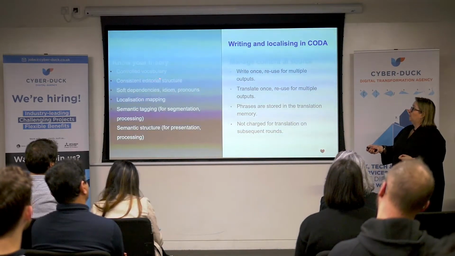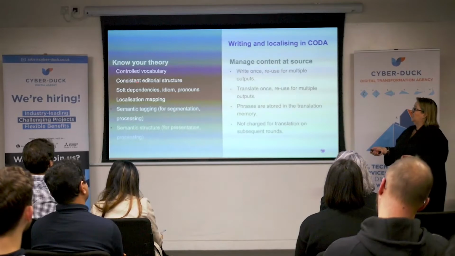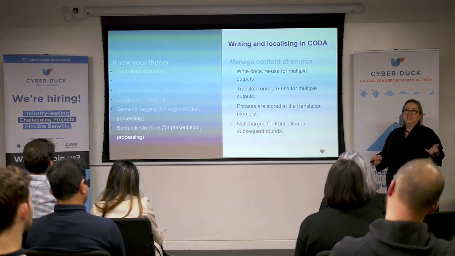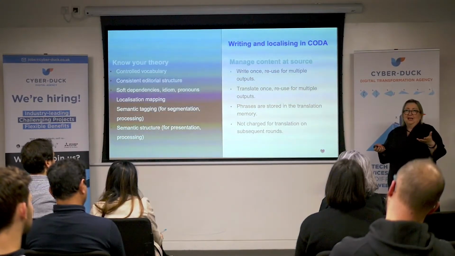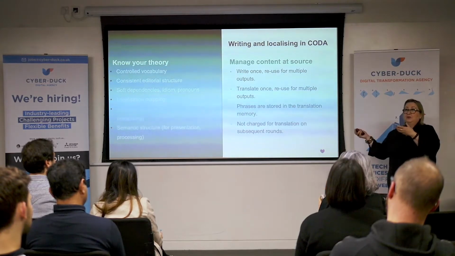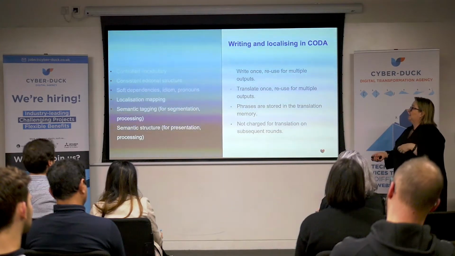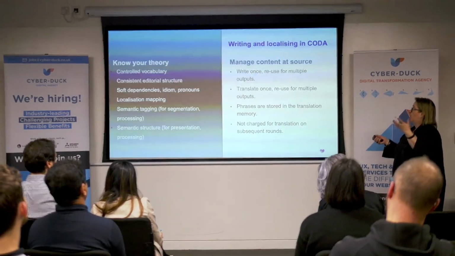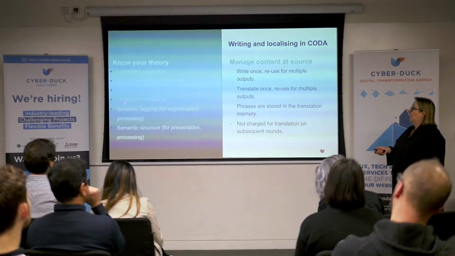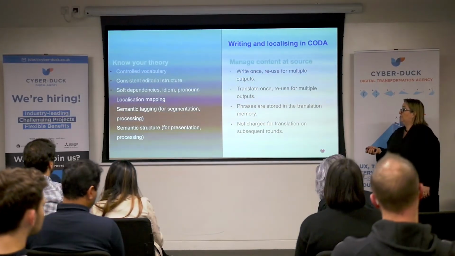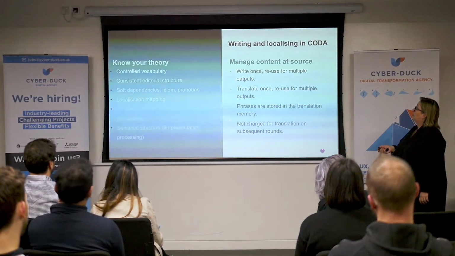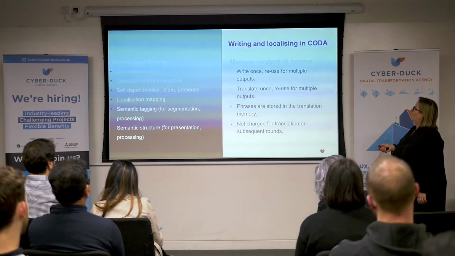You need to know about consistent editorial structure. You need to think about things like self-dependencies. In a book you can say see below, but often it's not below when it's on your phone. It can be somewhere else, or to the right. Look at the thing to the right, and then it's not to the right. It's somewhere else. You have to worry about idiom and pronouns. Localization mapping is huge if you're doing anything internationally. The semantic tagging, the semantic structure. So all of those things, and controlled vocabulary.